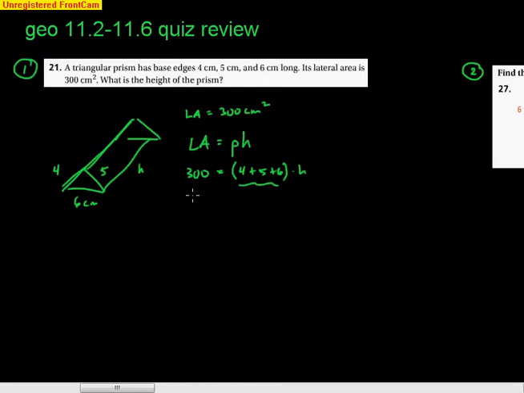So let's simplify this. 4 plus 5 is 9, plus 6 is 15, h. Divide by 15, and h is 20, and that would be in centimeters. Okay, so just be comfortable solving for variables that are not isolated, that you have to isolate yourself.